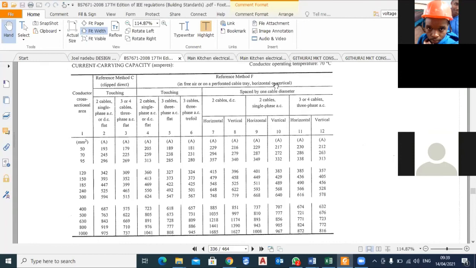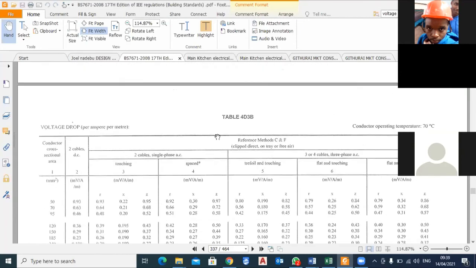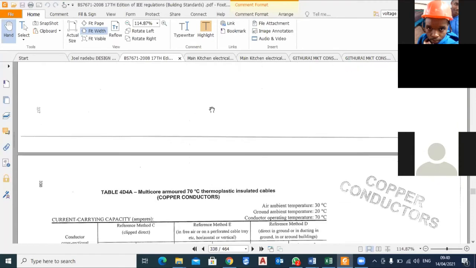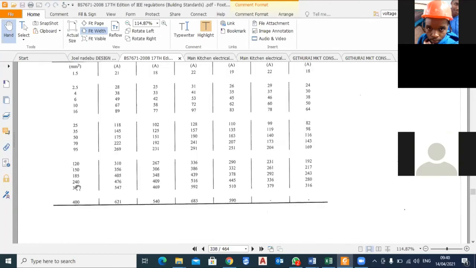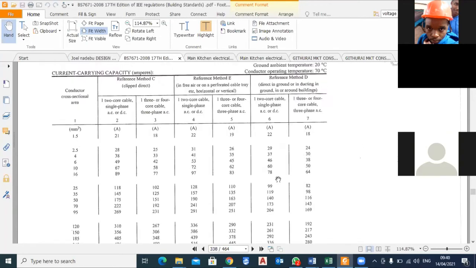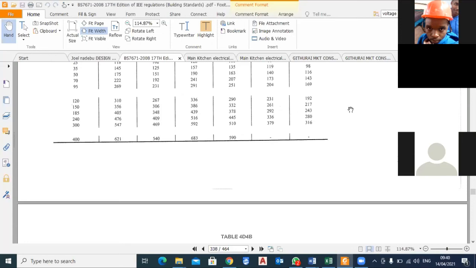this is in a cable tray. We can settle on this, 379, 300 millimeter square. 379, 300 millimeter square, 1 or 2. There is B, C, yeah. Around there.